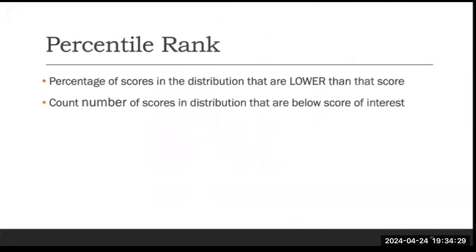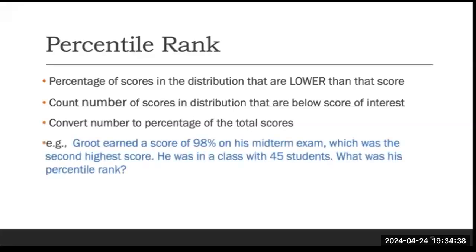You count the number of scores in the distribution that are below your score of interest, and then convert the number to a percentage of the total scores. So for example, Groot earned a score of 98% on his midterm exam, which was the second highest score. He was in a class with 45 students. What was his percentile rank?